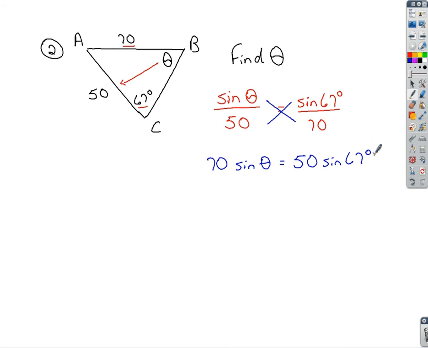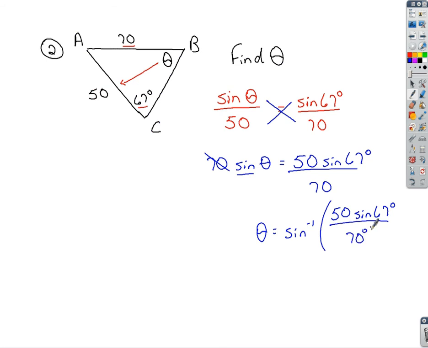Solving for sine of theta at this point, you're going to divide by 70. And this is one where if I'm solving for the angle, I'm trying to get rid of this trig function that's attached to it. So the only way I can do that is use the inverse of that trig function. In other words, theta here is going to equal the inverse sine of this big mess of a calculation over here, 50 times the sine of 67 degrees, all over, whoops, not 70 degrees, just 70.